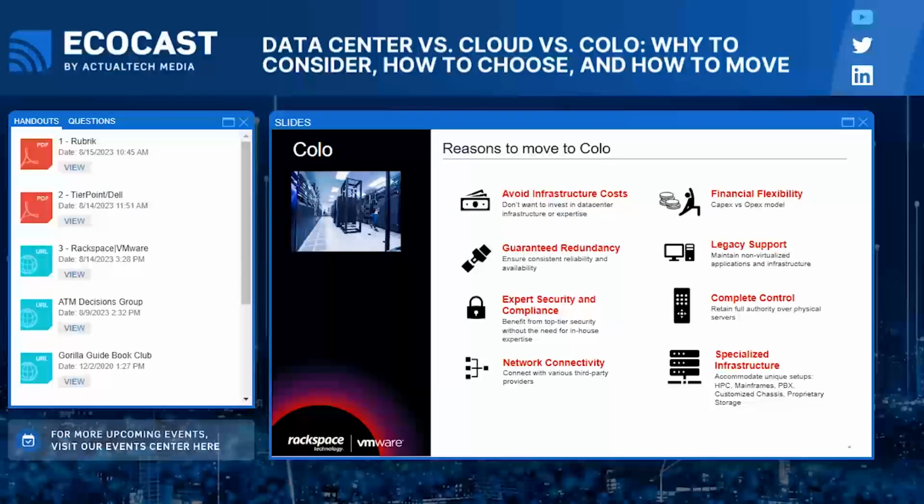Network connectivity. There are sometimes that you want to connect to third-party providers through dedicated lines. A lot of Colo providers already have that network connectivity in place. So that's something that you also don't have to worry about. That's another reason.